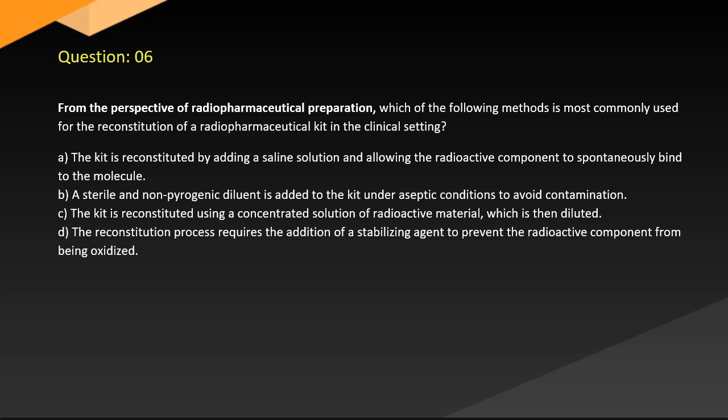Question 6. From the perspective of radiopharmaceutical preparation, which of the following methods is most commonly used for the reconstitution of a radiopharmaceutical kit in the clinical setting? A. The kit is reconstituted by adding a saline solution and allowing the radioactive component to spontaneously bind to the molecule. B. A sterile and non-pyrogenic diluent is added to the kit under aseptic conditions to avoid contamination. C. The kit is reconstituted using a concentrated solution of radioactive material, which is then diluted. D. The reconstitution process requires the addition of a stabilizing agent to prevent the radioactive component from being oxidized.